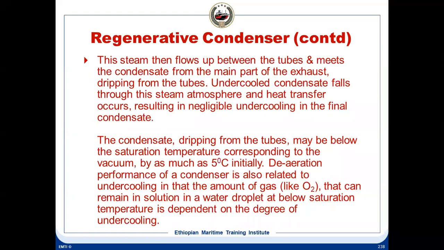Steam then flows up between the tubes and meets the condensate from the main part of the exhaust, dripping from the tubes. The undercooled condensate falls, transfer occurs, resulting in negligible undercooling in the final condensate. The condensate dripping from the tubes may be below saturation temperature corresponding to vacuum by as much as 5 degrees centigrade initially.